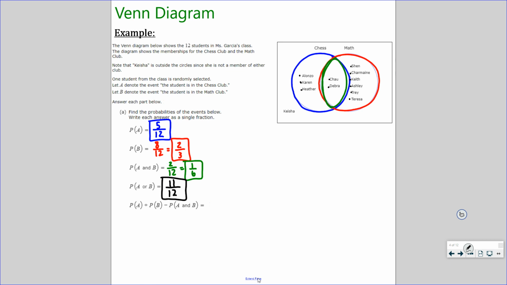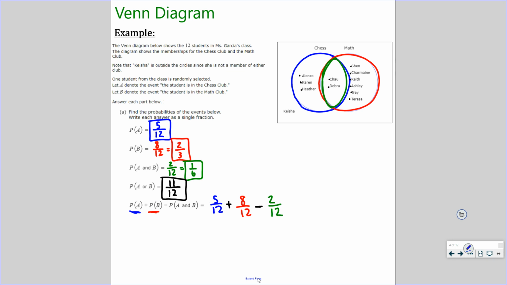So basically, here is my addition rule. I could get this 11 twelfths. I could get this probability of A or B by taking my probability that event A is going to happen. So that was 5 out of 12. Plus my probability that B is going to happen. I'm going to write that as 8 twelfths just so it's easier to add. And then we have to minus out the 2 that are in both that we essentially double counted.